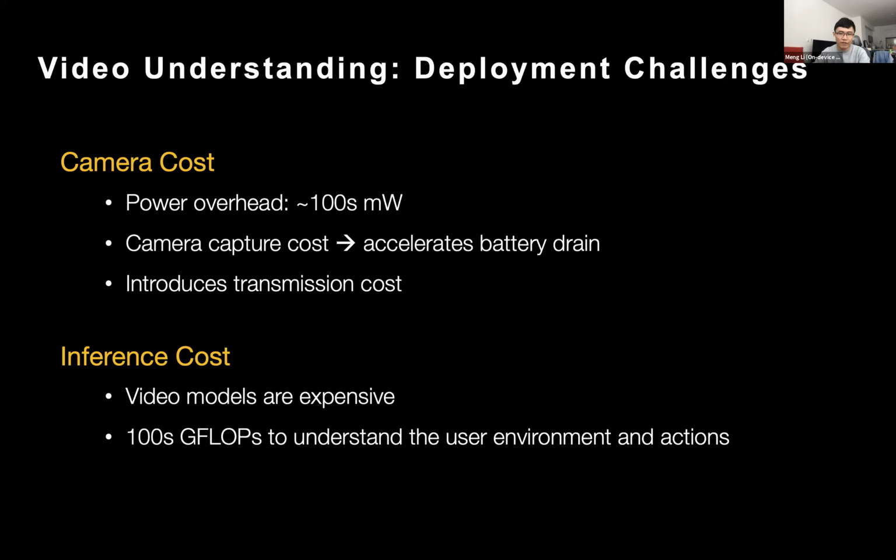In terms of the network inference, because you are dealing with high input resolution frames continuously, video understanding models are usually quite expensive. It usually takes hundreds of gigaflops to understand the user environment and actions, which is actually 10 to 50x more expensive compared to models operating on single images, like the ImageNet models. How to reduce the camera cost and the inference cost becomes quite important to deploy this video understanding application to the device.